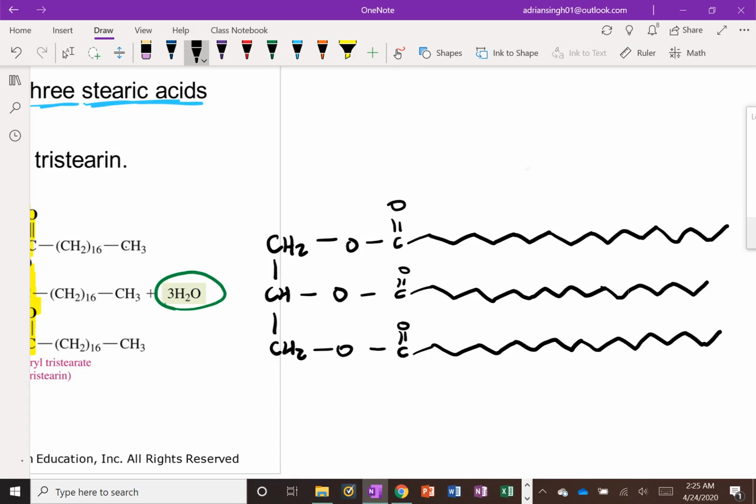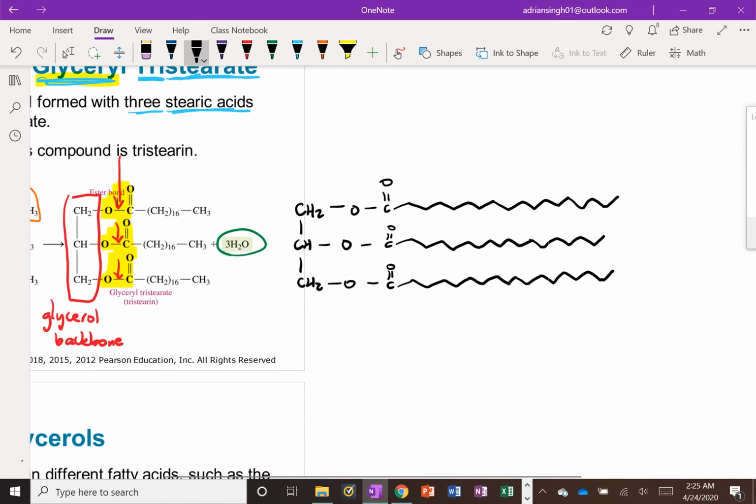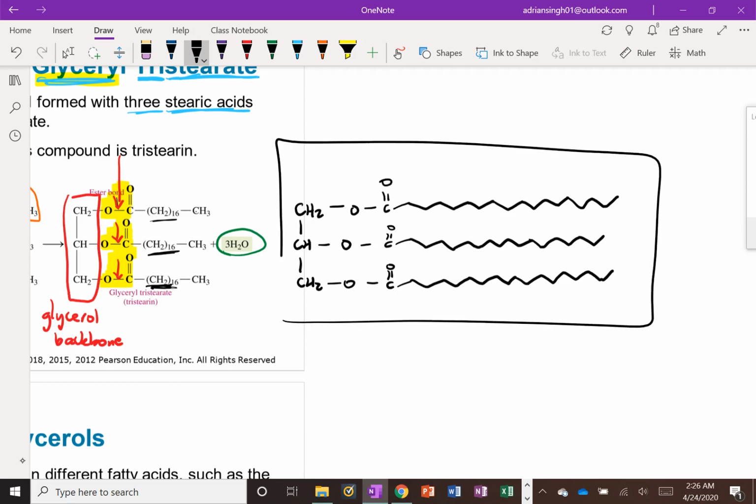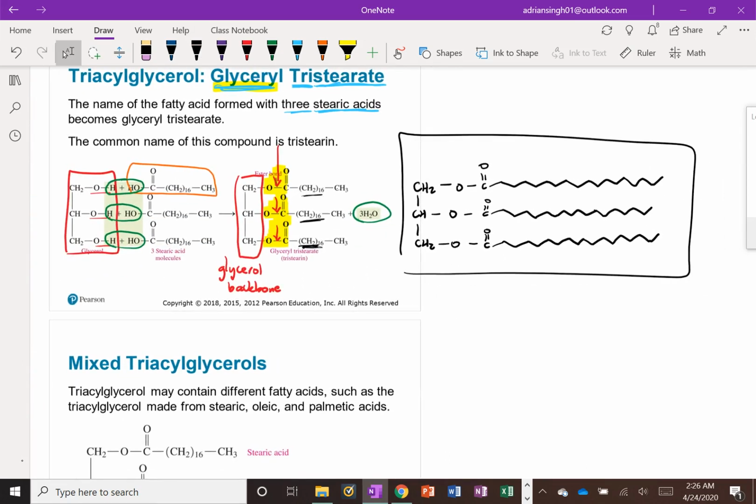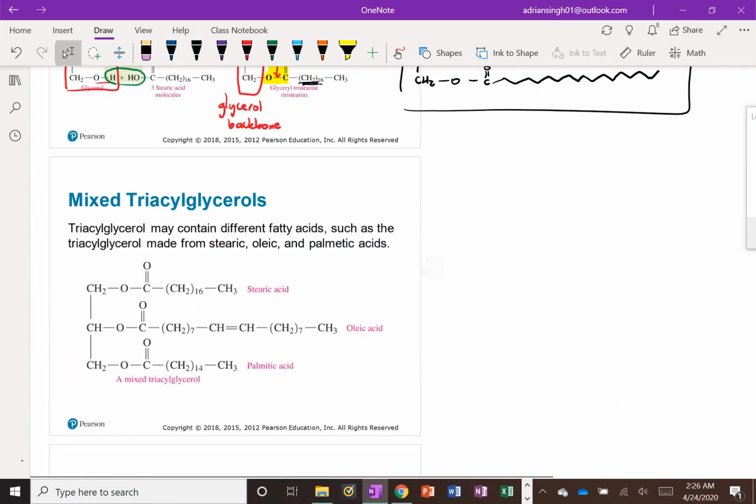Right, so that's how the structure would look if you were to expand it out. Right here they just condensed the structures to represent 16 CH2s. We just drew it out here to actually show you a better representation of the structure. So that's generally how your triacylglycerols are going to form.